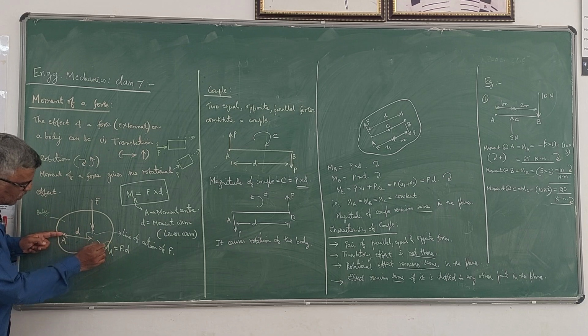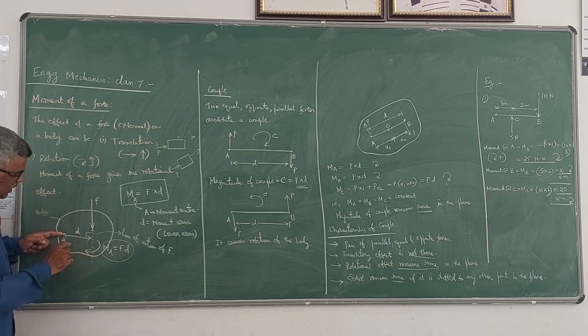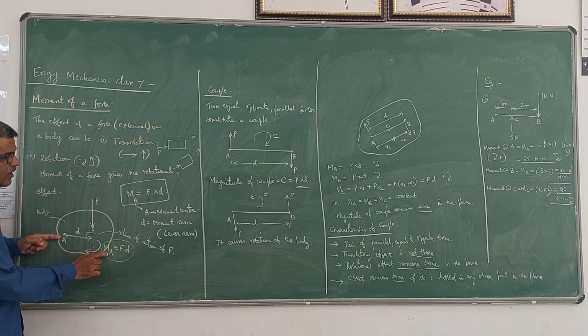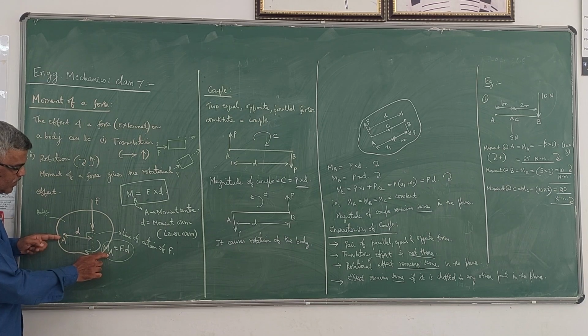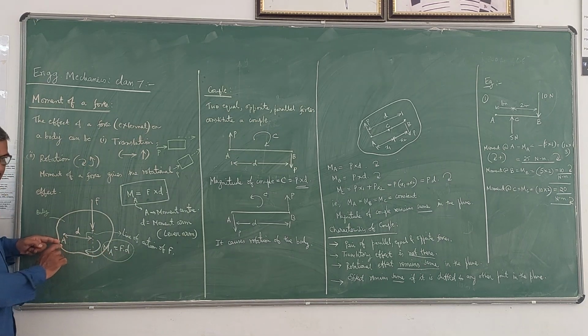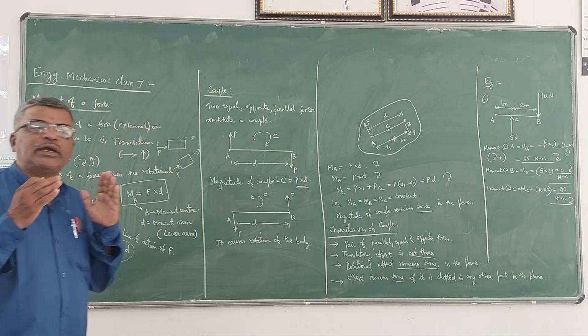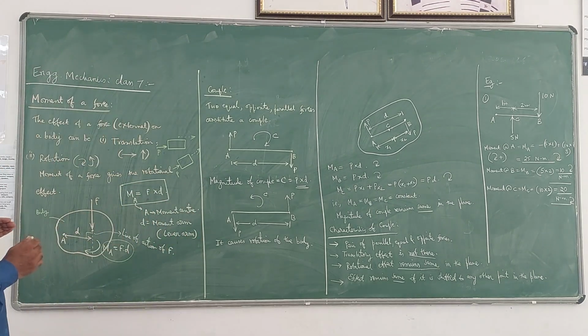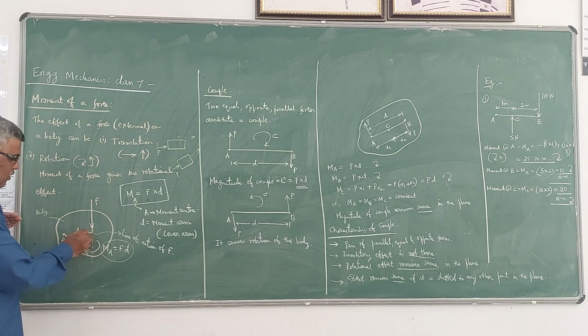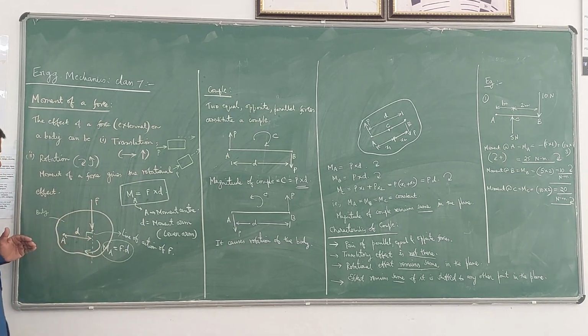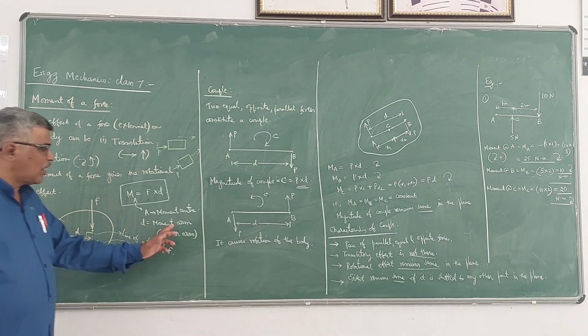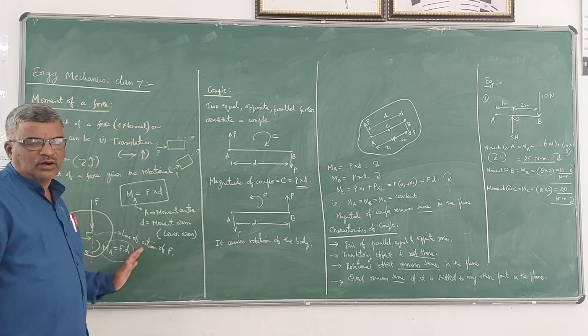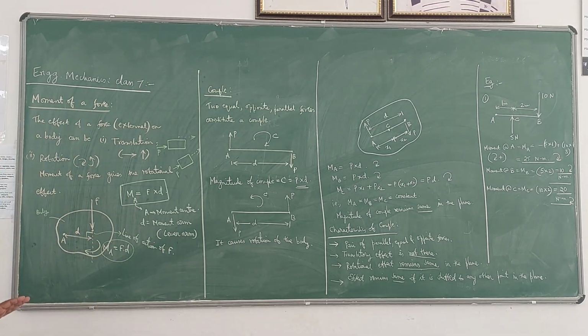The moment which causes the rotation is denoted by MA. MA is nothing but moment at A. Here A is called the moment center, the point about which the moment of force is considered. And the perpendicular distance from the moment center to the line of action of the force is called the moment arm or lever arm. Here d is the moment arm or lever arm.